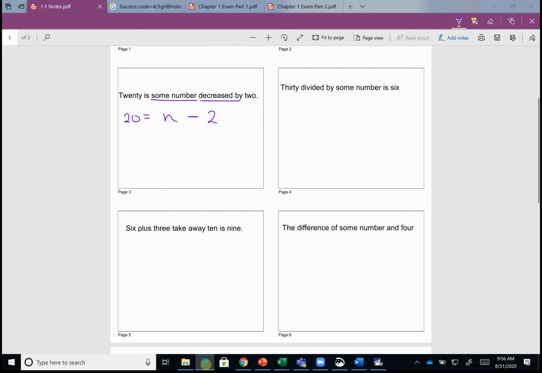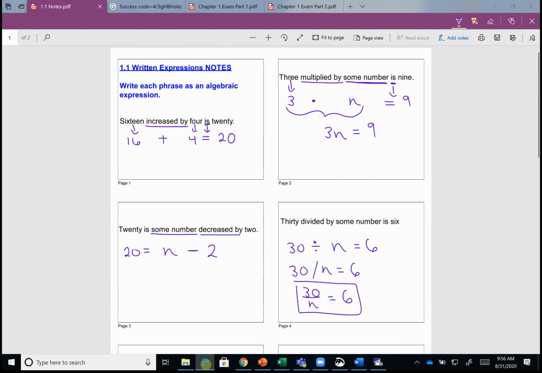Number 4, 30 divided by. Now again, you could use the dot with the bar, the 2 dots with the bar. Some number is 6. You could do 30 with the slash, means division. You could do 30 and then the fraction bar. Any of those 3 ways are acceptable. This bottom way is how we'll start seeing more things written when we start solving equations next unit.